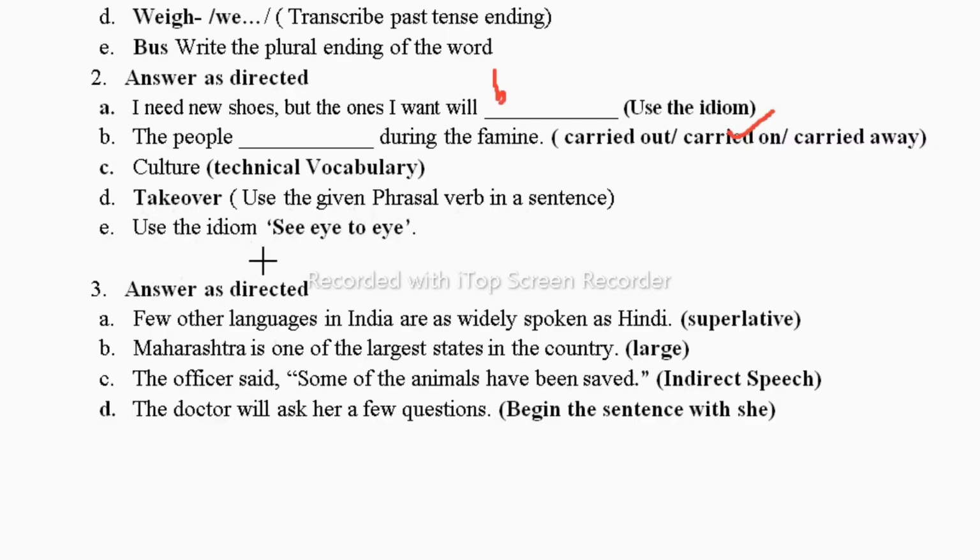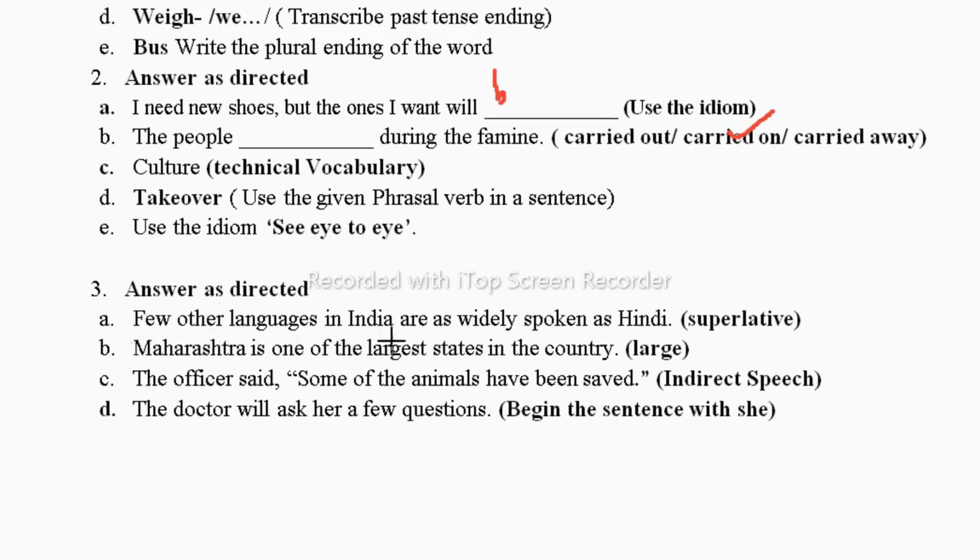Next one, use the idiom see eye to eye. See eye to eye means agree with each other. You can use any sentence like "I and my sister never see eye to eye," which you have in your textbook. Or else you can say "I and my sister see eye to eye." That means you agree with each other. Now let's see the next one, third answer.